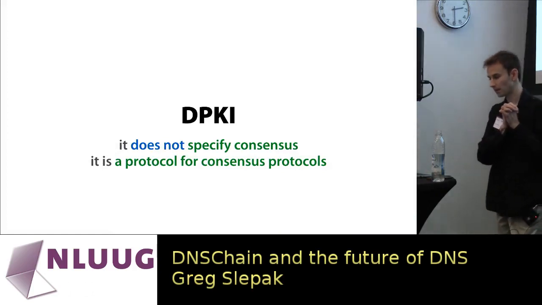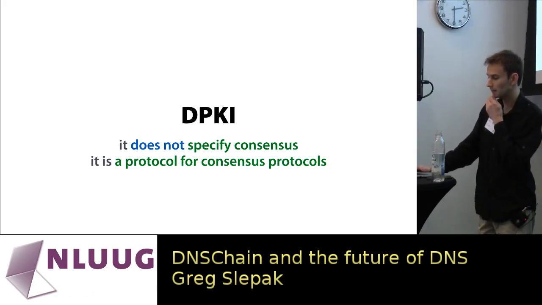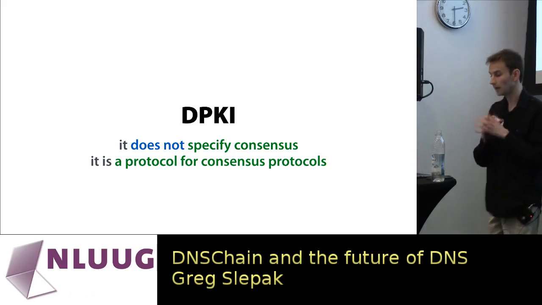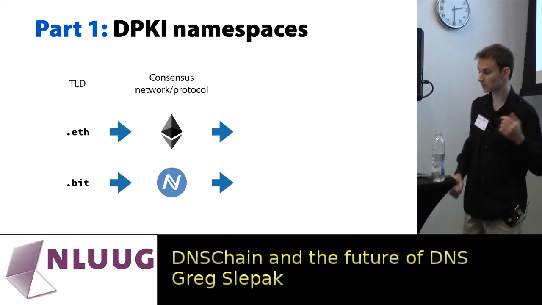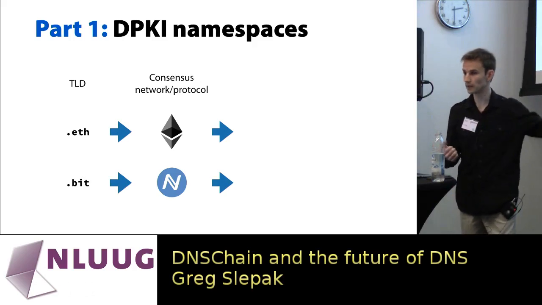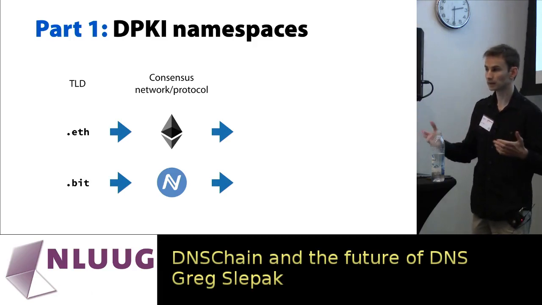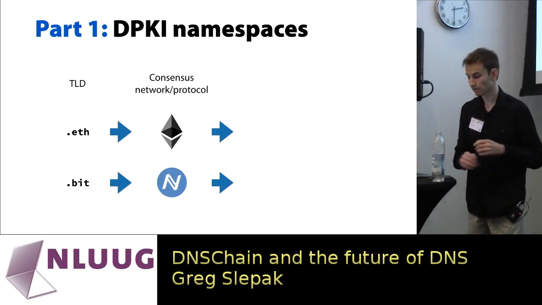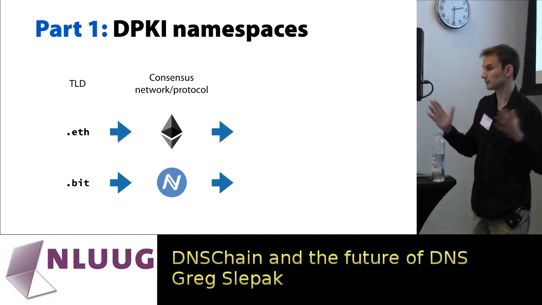So DPKI does not specify consensus. It's a protocol for consensus protocols, and it says that protocols that participate in DPKI have to be secure consensus-based namespaces. Now, DPKI in 2 parts. So here's an example. How do you specify which consensus system you're using? You can use a TLD. So .eth would point the user to using some kind of lookup method, like a thin client, to the Ethereum network. .bit would similarly say you would need to use whatever Namecoin has to connect to the network.